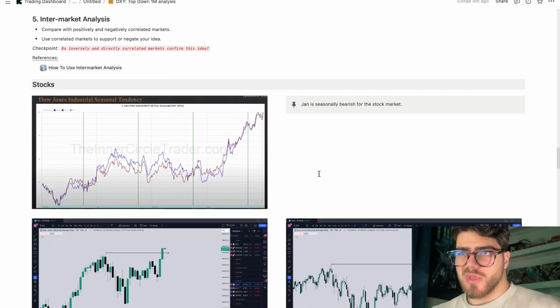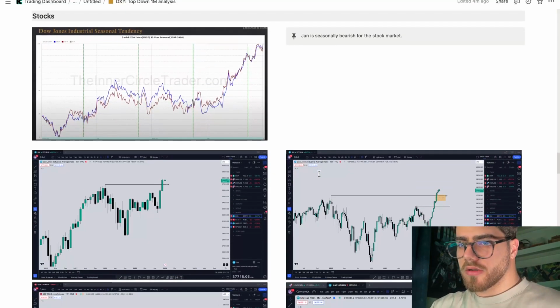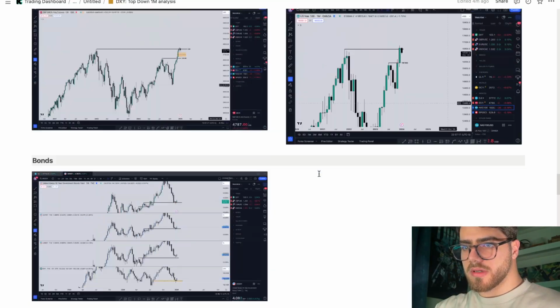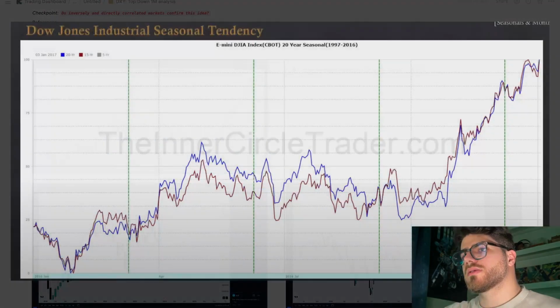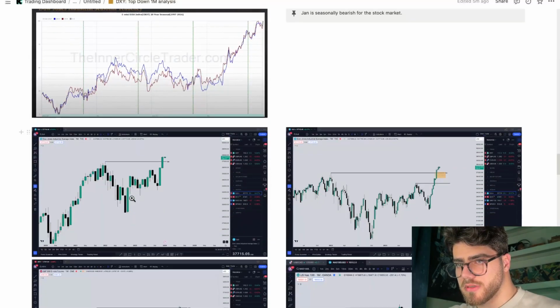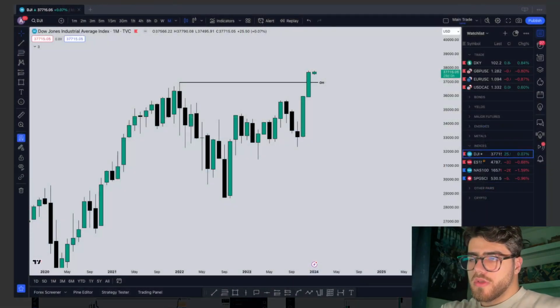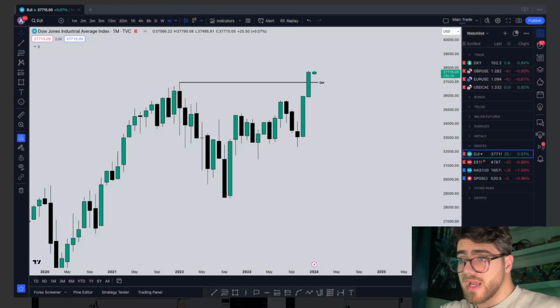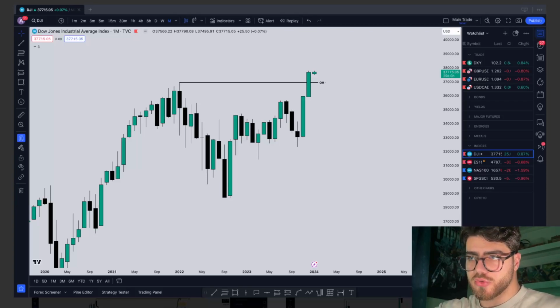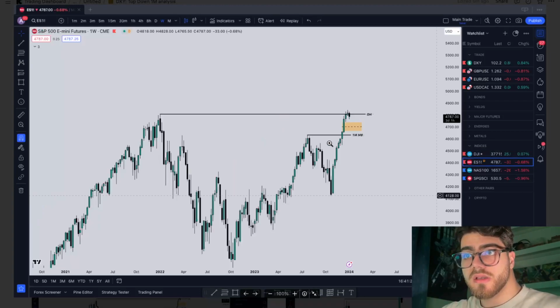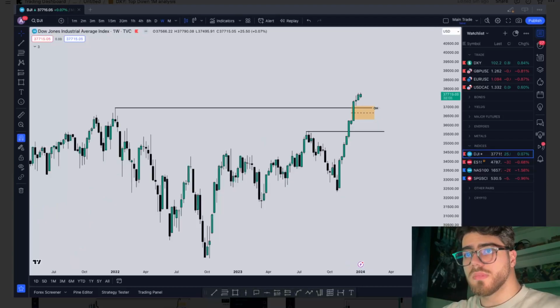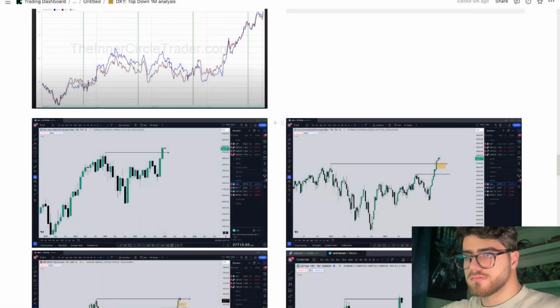The fifth one is where it gets a bit more interesting. Intermarket analysis is where I look at the stocks, the bonds, and commodities. Starting off with the stock market, it has a bearish seasonal tendency in January. If you look at the chart, it makes sense because we've taken an old high. We're at a premium, as premium as it can get, and well overly extended. So I think it would make sense to expect at least a retracement, maybe into this mitigation block. S&P, same thing. And NASDAQ, same thing.